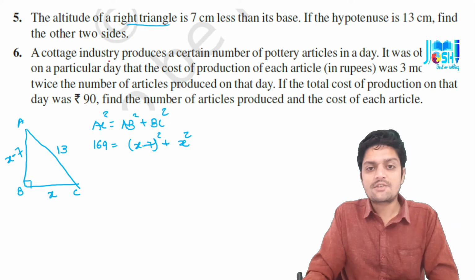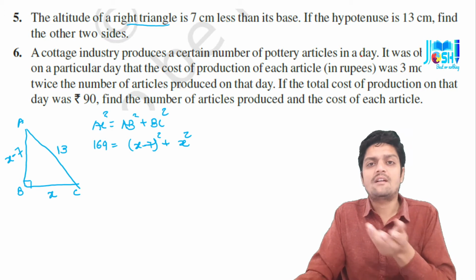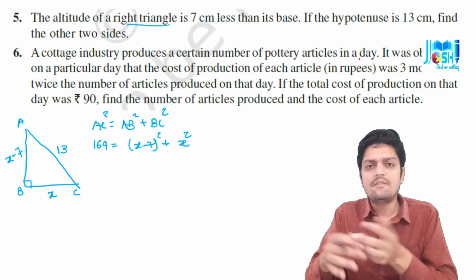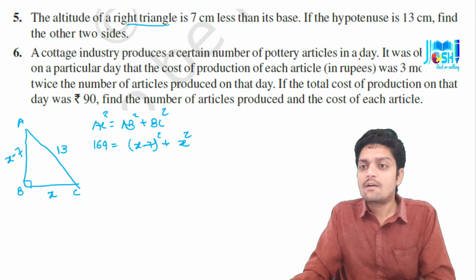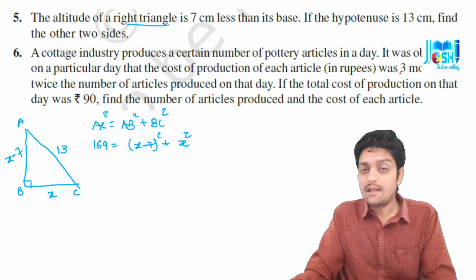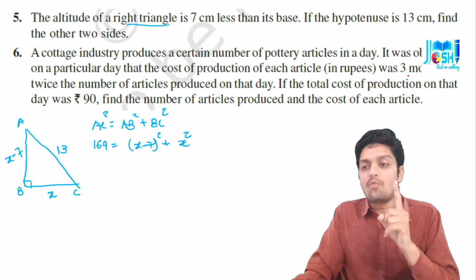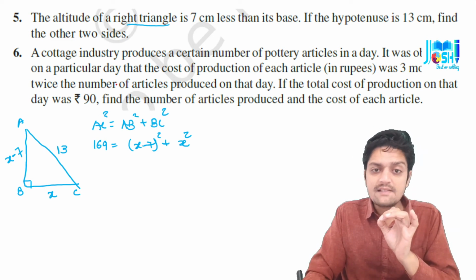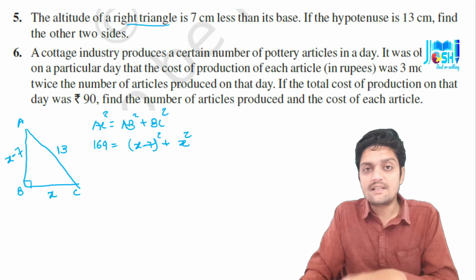See here, a cottage industry produces a certain number of pottery articles in a day, meaning 5 articles, 10 articles, 100 articles, 50 articles, any kind of number of articles there can be. Now it was observed on a particular day that the cost of production of each article in rupees was 3 more than twice the number of articles produced on the day. See, this is the main part of this question.